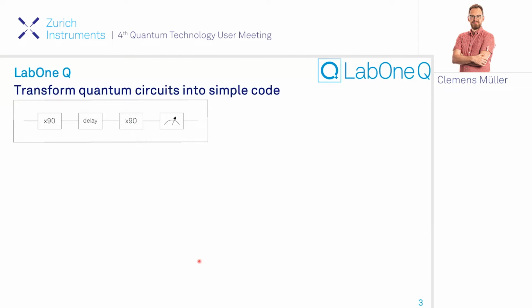So let's get a little bit more concrete. Let's look at an experiment. Here we have a Ramsey experiment. So we have a pi/2 pulse, followed by a delay, followed by another pi/2 pulse, and finally a measurement. How would I do this in LabOne Q in my domain-specific Python language? First of all, I would play a pulse, the pi/2 pulse, on a signal line, which is in this case the drive line of a qubit. So this is the signal line that drives the qubit.